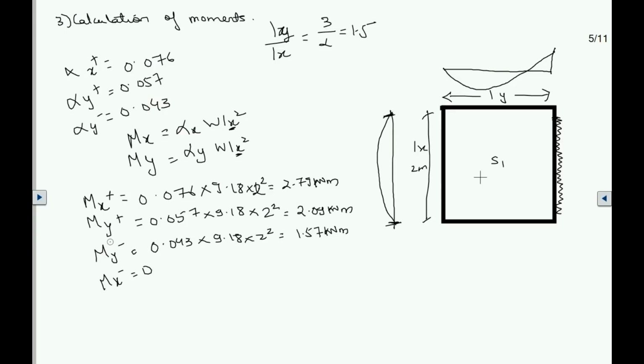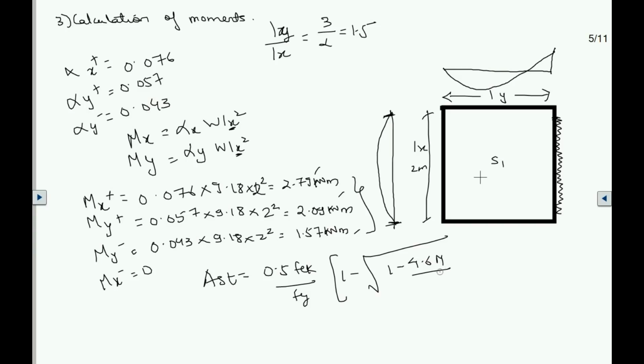So I've written down all the moments for My positive and My negative. You can see how the calculation is done over here. So these are the moments I got. Now the steel for this and this will be different. So I'll calculate from the formula, that is Ast equals 0.5 fck over fy, 1 minus under root of 1 minus 4.6 M over fck b d square, into b d. Now you will take Mx positive, My positive and My negative. For all the three cases you will get Ast x positive, Ast y positive and Ast y negative.